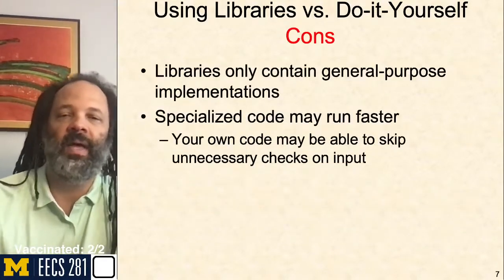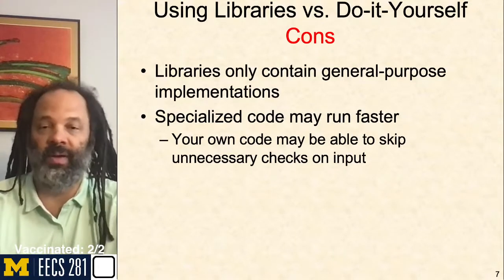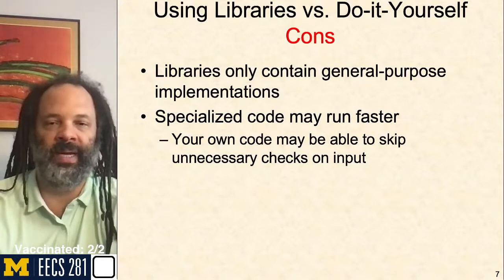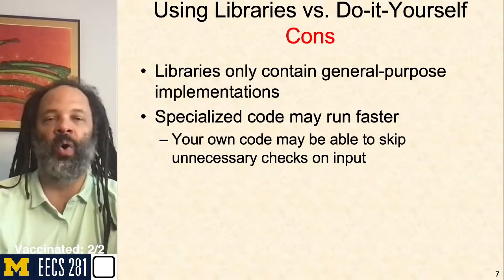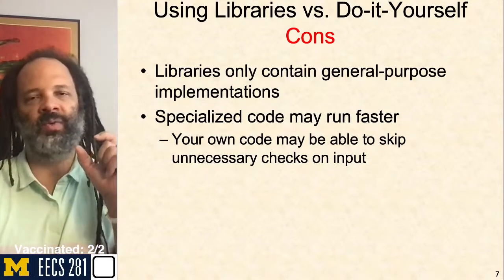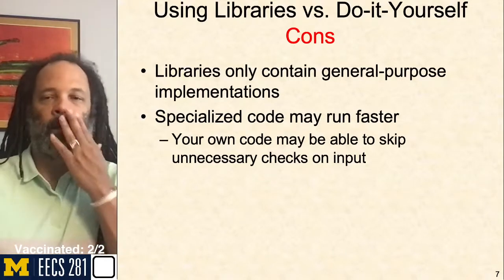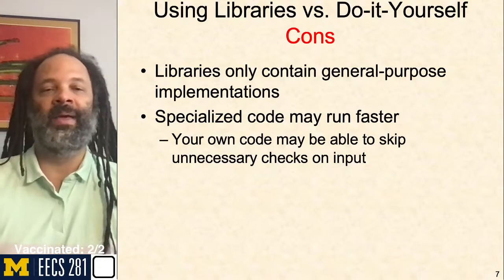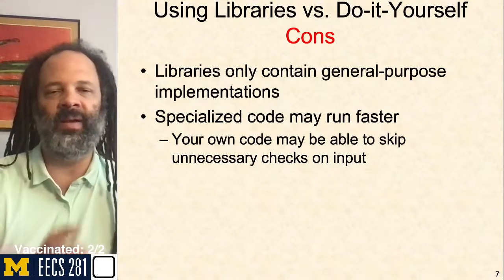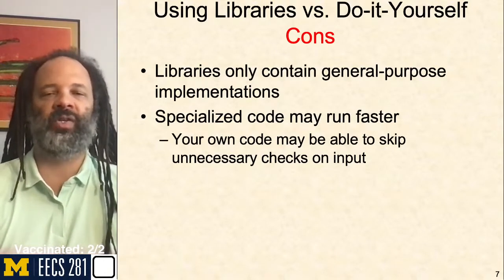The cons are that libraries are written by a group of people for everyone, generally. So they contain these general-purpose implementations. And a lot of times you can write your own very specialized version because you know what things you don't have to check for. You have some other assumptions that you can make ahead of time that the general purpose code can't make. So you can write something a little bit faster sometimes in some certain situations. So you can specialize some code.